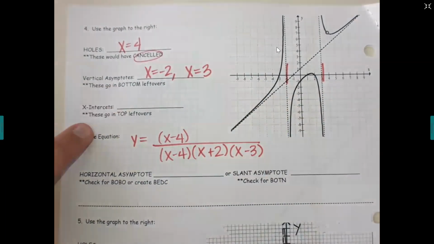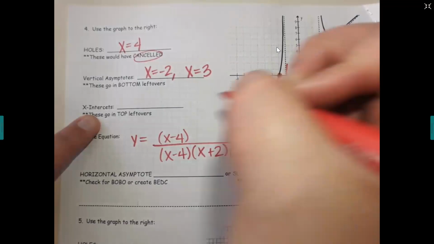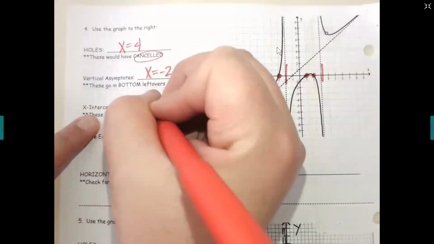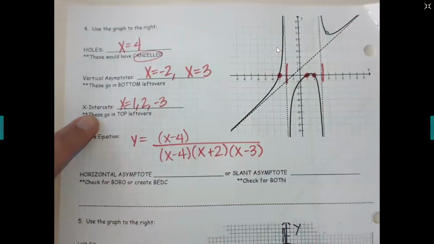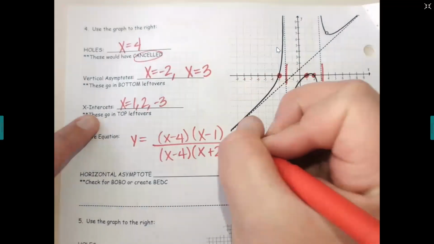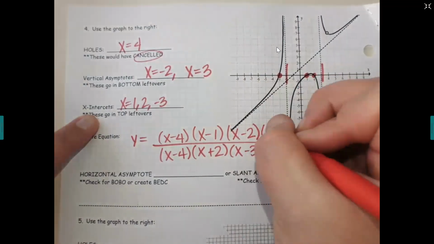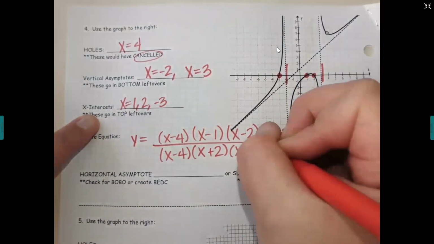Any x-intercepts? Okay, 1 and 2. Is there one more? 1, 2, and -3. And remember, x-intercepts are leftovers in the top. So if it's a 1, I'm going to put an x minus 1. For 2, I'll put an x minus 2. And then for -3, I'll put an x plus 3.